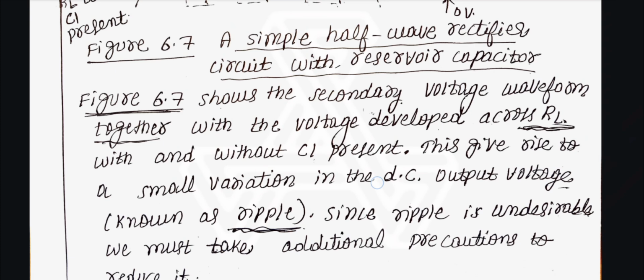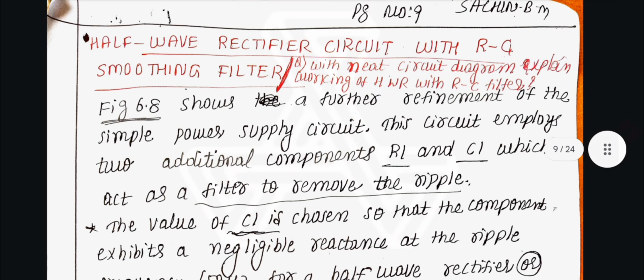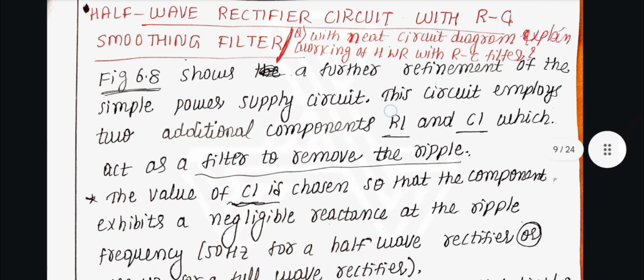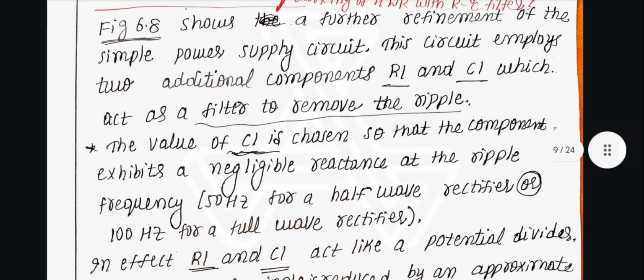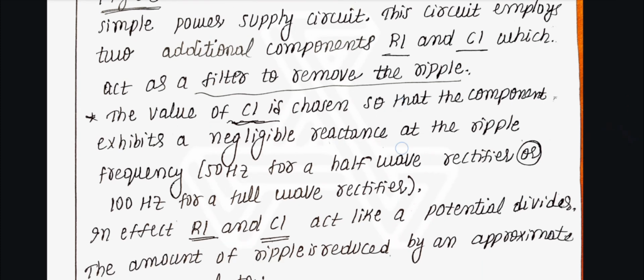Since ripple is undesirable, we must take additional precautions to reduce it. Half-wave rectifier circuit with RC smoothing filter. With a neat circuit diagram, explain the working of HWR with RC filter. The figure shows a further refinement of the simple power supply circuit. This circuit employs two additional components, that is R1 and C1, which act as a filter to remove the ripple.